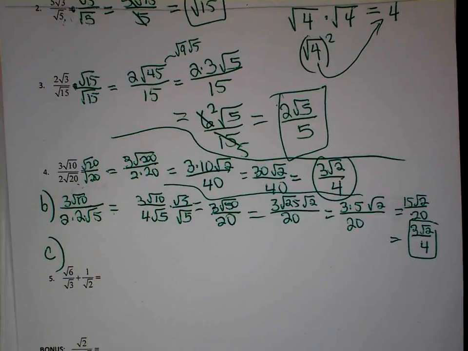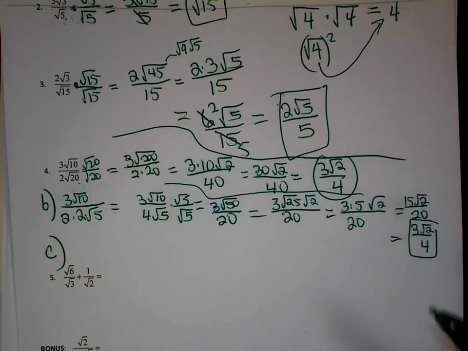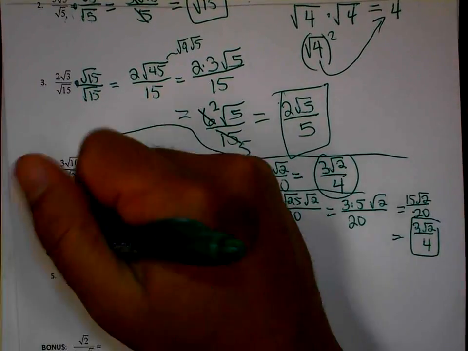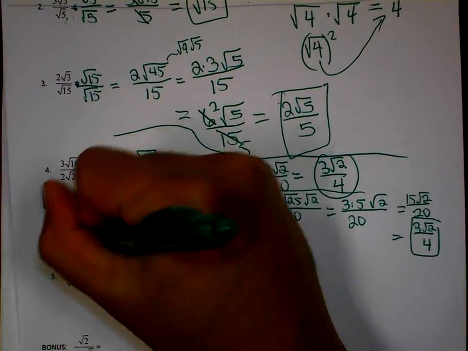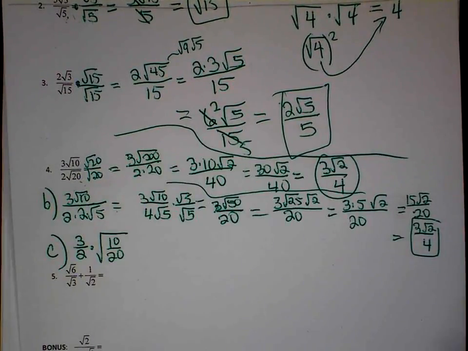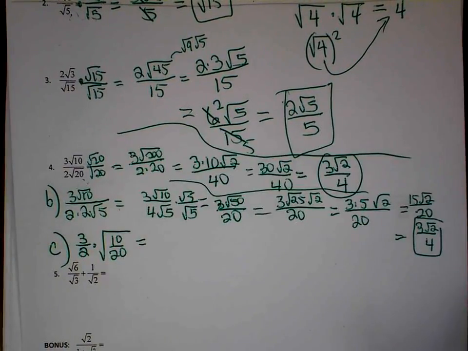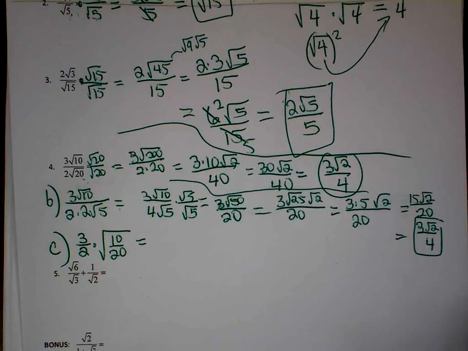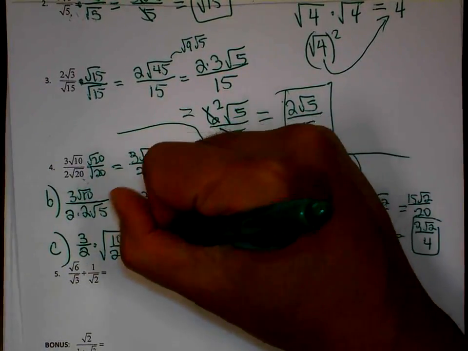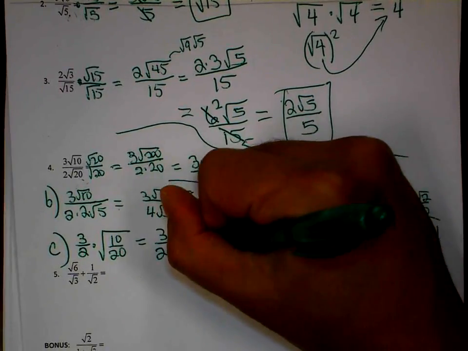Path C tells me that when I have the quotient of square roots, it's the same as the square root of quotients. So I could rewrite this as 3 over 2 times the square root of 10 over 20. And so what I do from that now is 10 over 20 is just 1/2. So that's the square root. So this is the same as 3 over 2 times square root of 1/2.